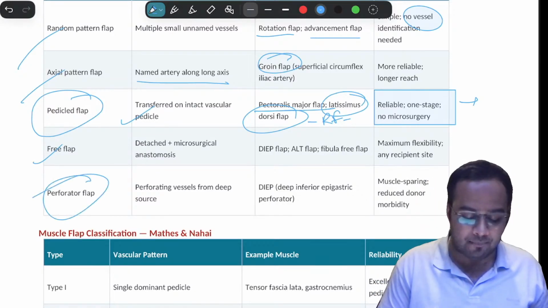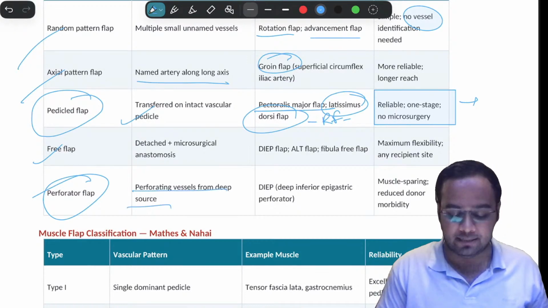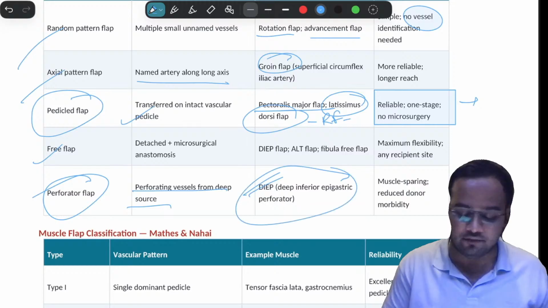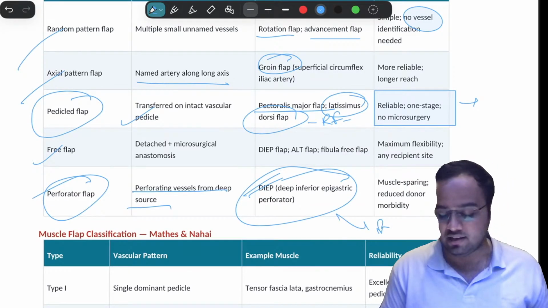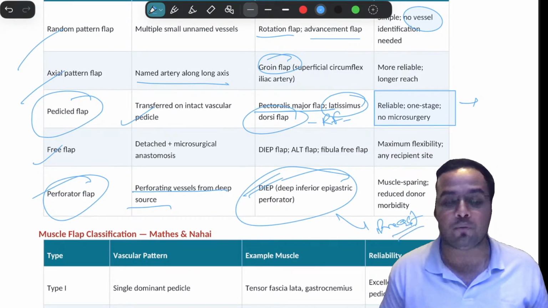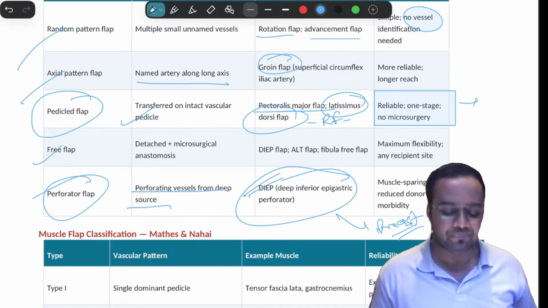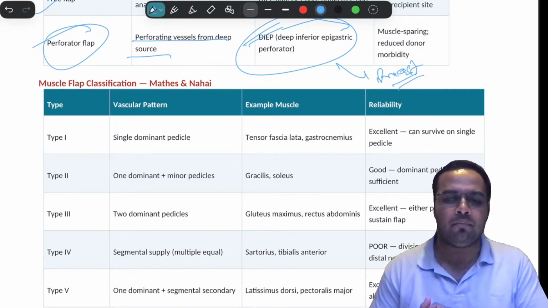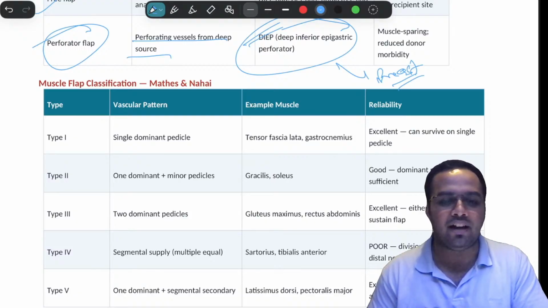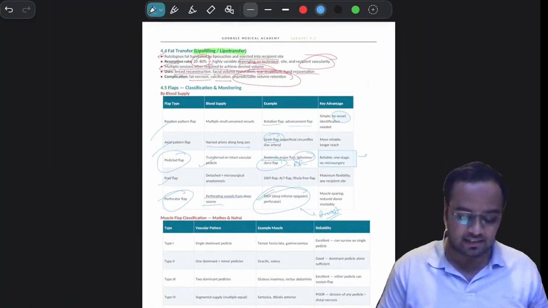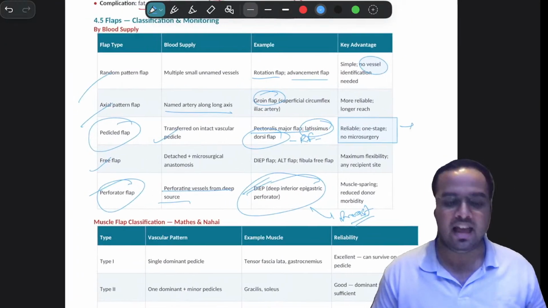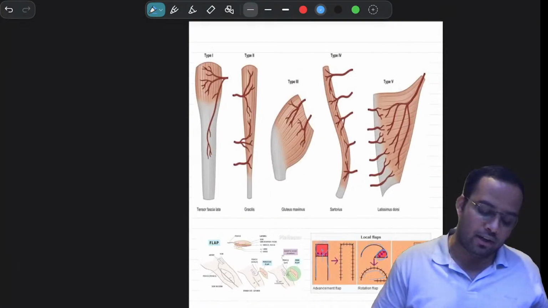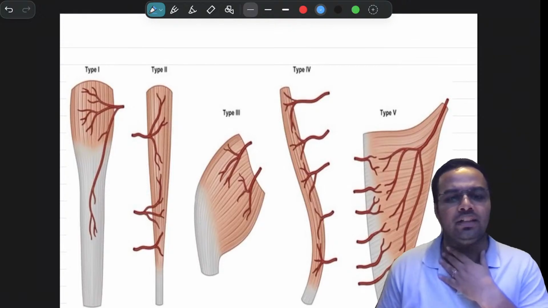And a perforator flap is where the perforating vessels come from the deep source. So it is like a deep inferior epigastric flap. You use the deep inferior epigastric flap typically in breast reconstruction. When we talk about breast oncoplasty, I am going to tell you about the deep inferior epigastric flap. When you are taking up a flap, always remember that the muscle blood supply can be divided into various types. There are 5 types of blood supply to the muscle, and the muscle's penetrating branches give supply to the skin.